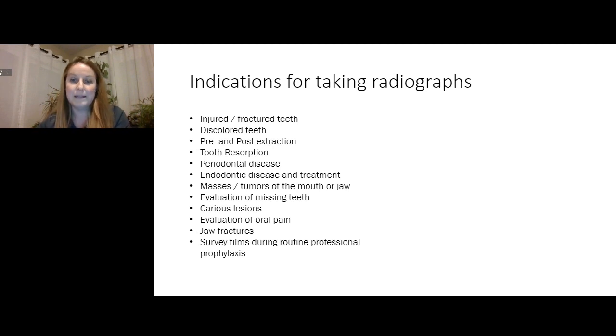The owners shouldn't be selecting if they want rads or don't want rads. We really shouldn't let them pick if they want 2 rads or 5 rads. It's really not up to them because they don't fully understand the value of those radiographs.